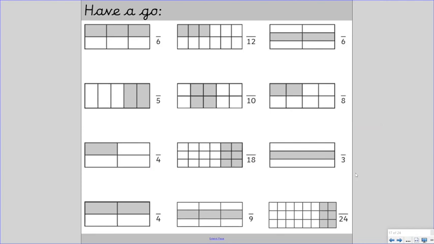So some of these are the same as each other. There might be 2 of them the same, might be 3, might be 4. So pause the screen, write down all of the fractions, and then see if you can match them up.